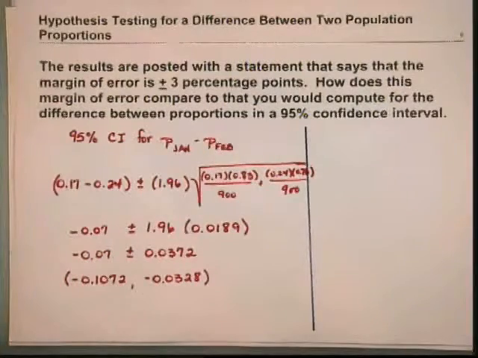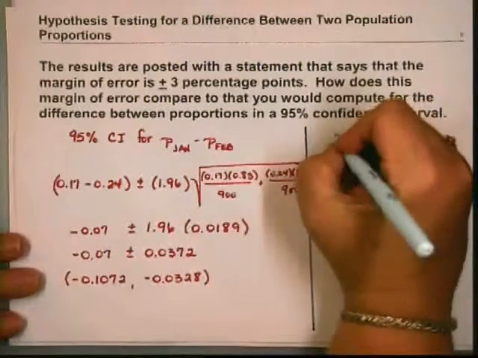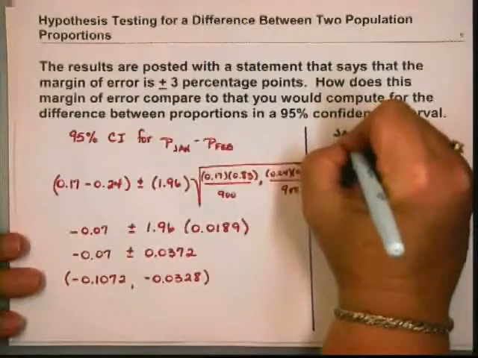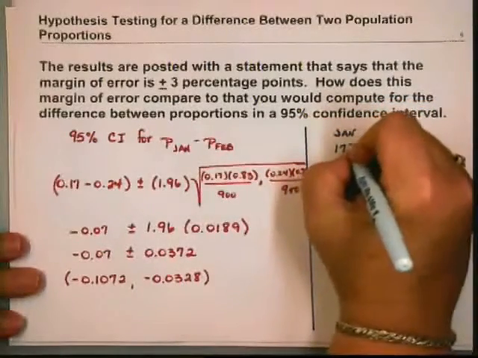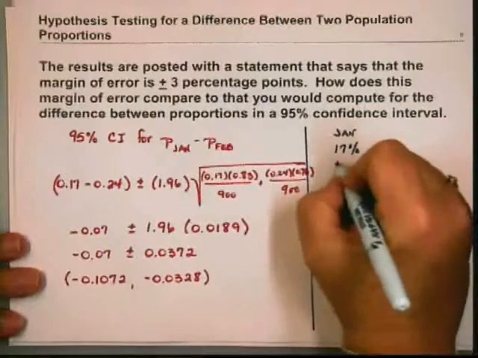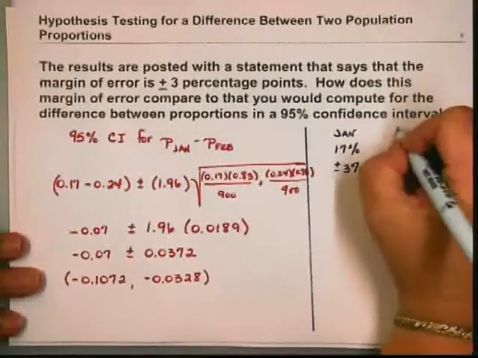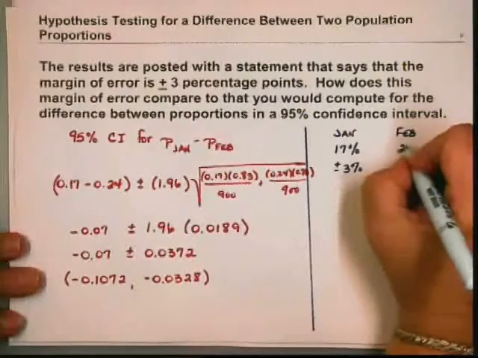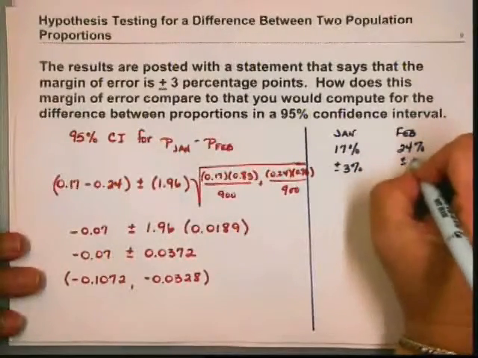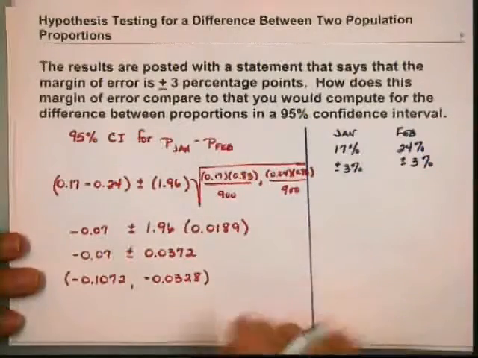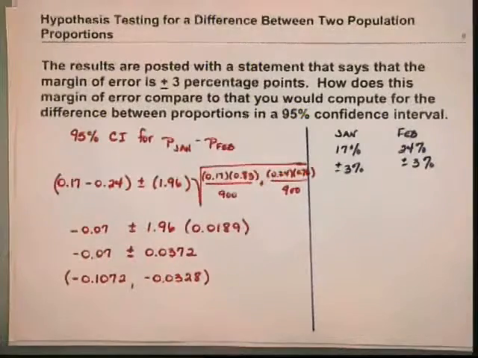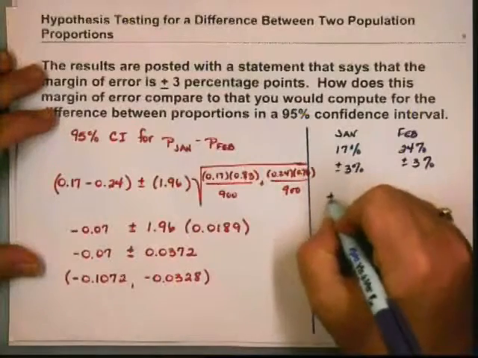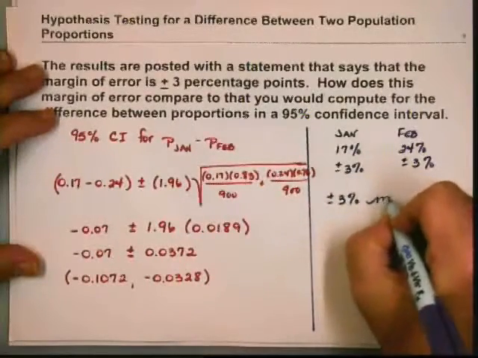On the other side here, consider what you see is that they're giving you a January report, and in January they say it's 17%, and as the margin of error they write plus or minus 3%. For February they write 24% with a plus or minus 3% margin of error. It's typically what you see reported in the newspapers and in news publications. So that's that plus or minus 3% margin of error.